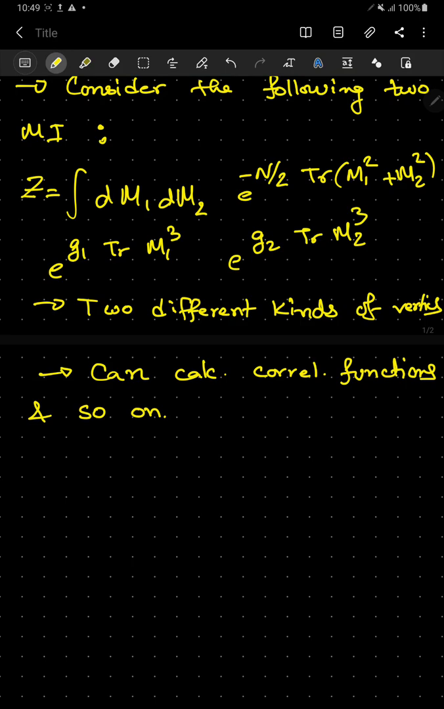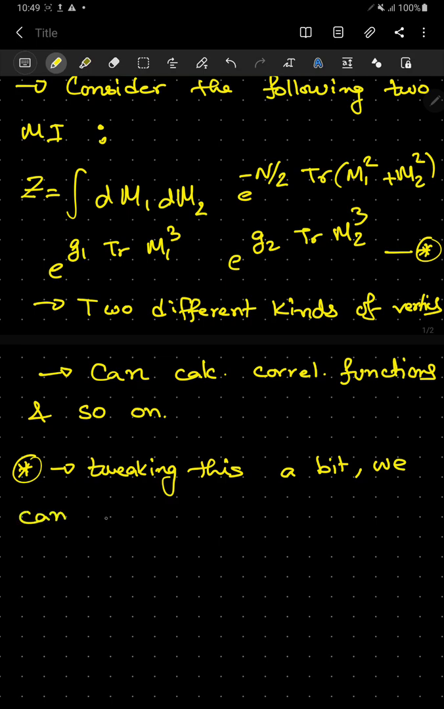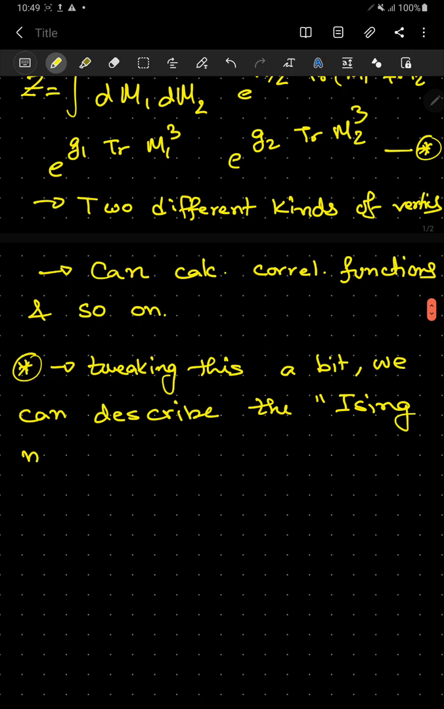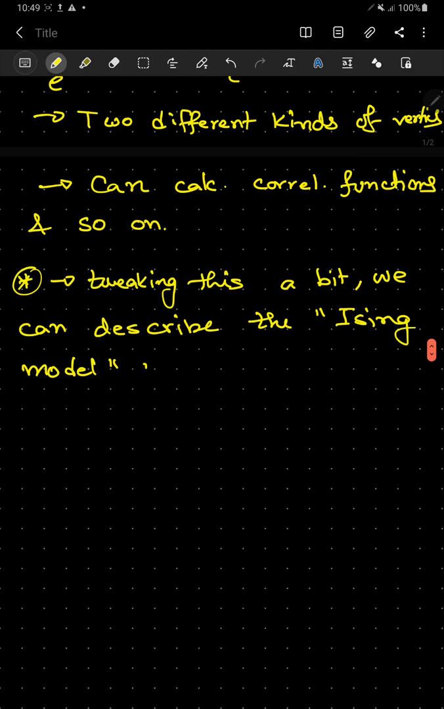Now if you notice this integral, let's give this integral a star. If we tweak this matrix integral a bit, then we can describe something called the Ising model. Ising model on a random surface, of course.